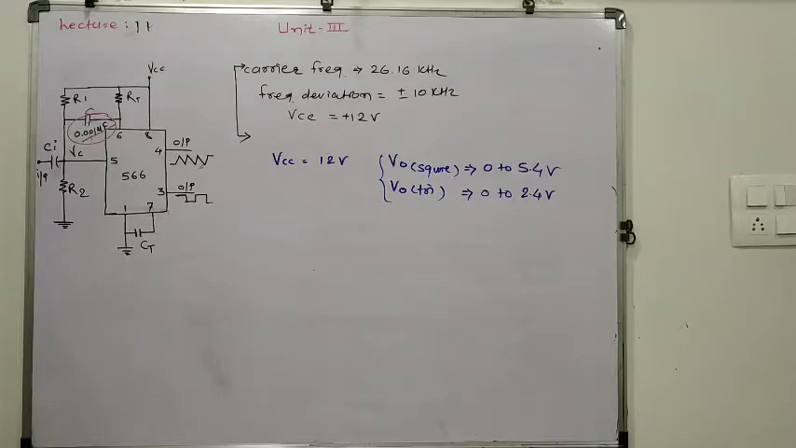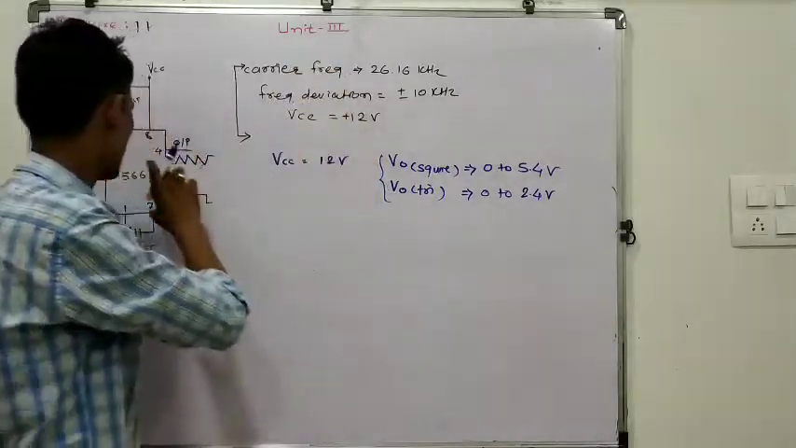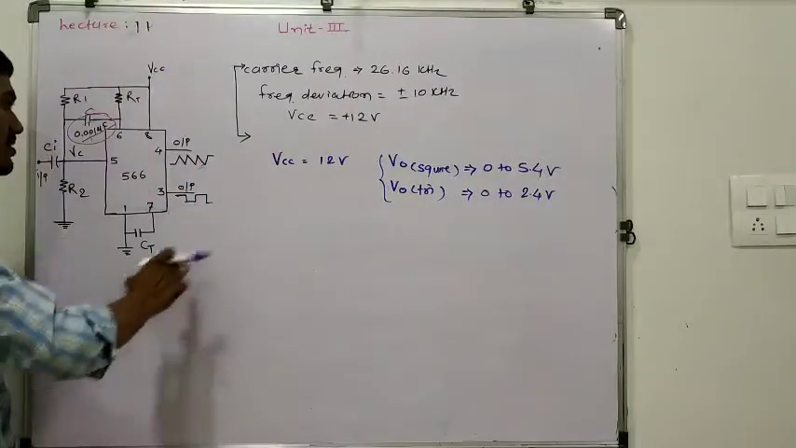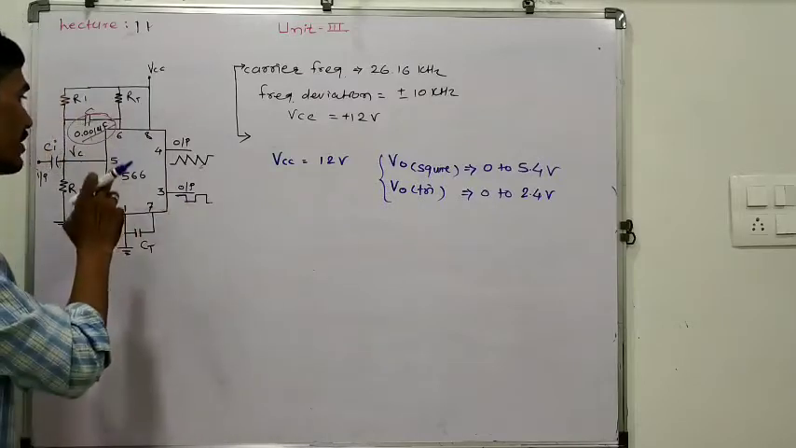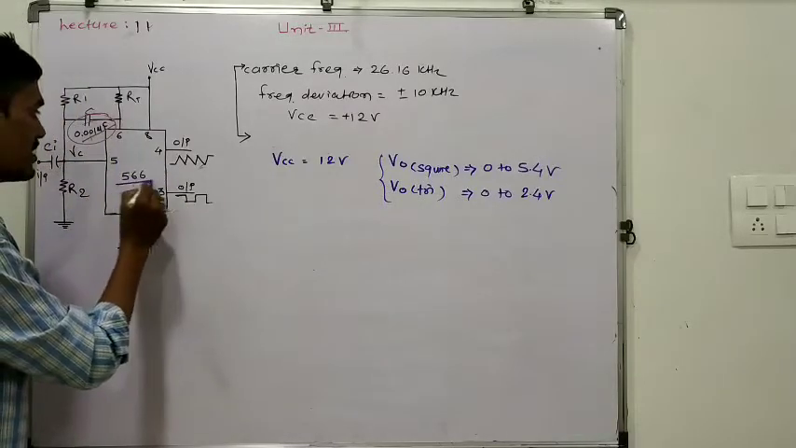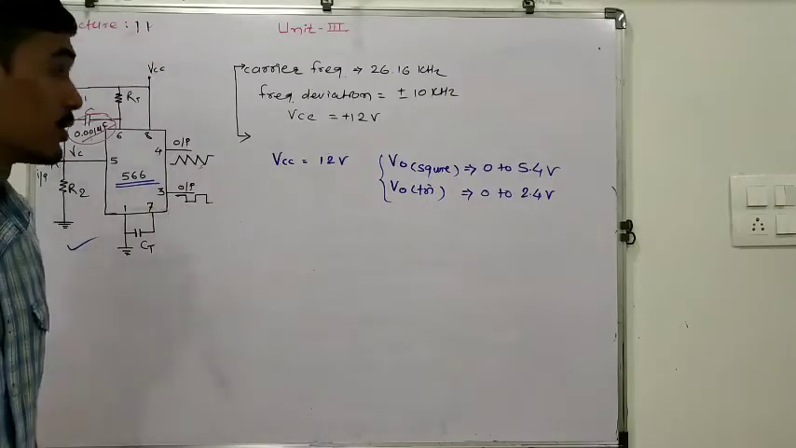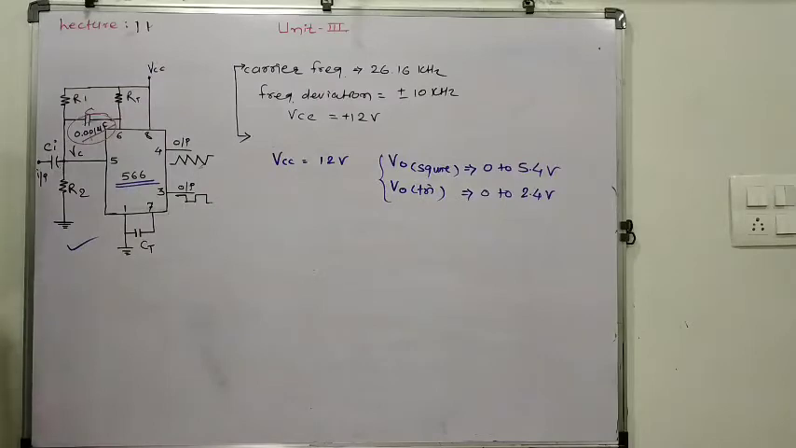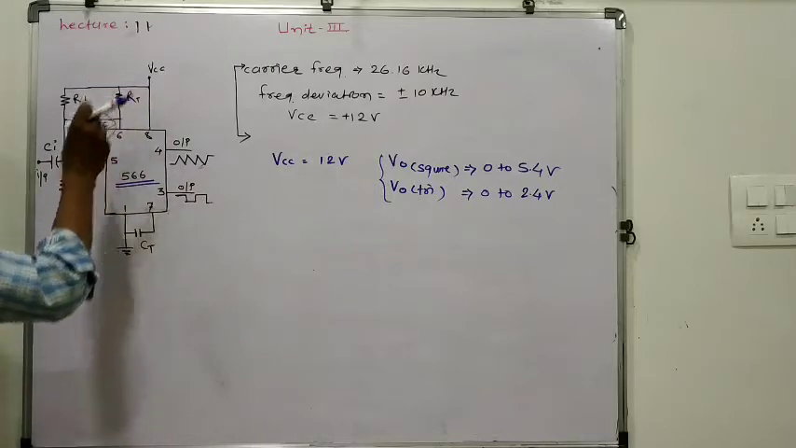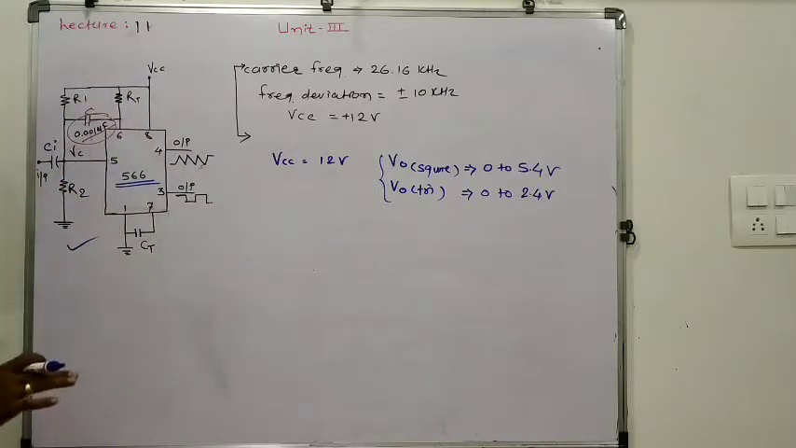So let us start with the selection of R1. Whenever there is a problem related to 566, this diagram is fixed. I already told you in the previous lecture that whenever a problem is related to the IC 566, this diagram must be there in the solution. This is the common diagram for every problem related to the 566. Depending on the problem statement, we have to design or select the components accordingly.